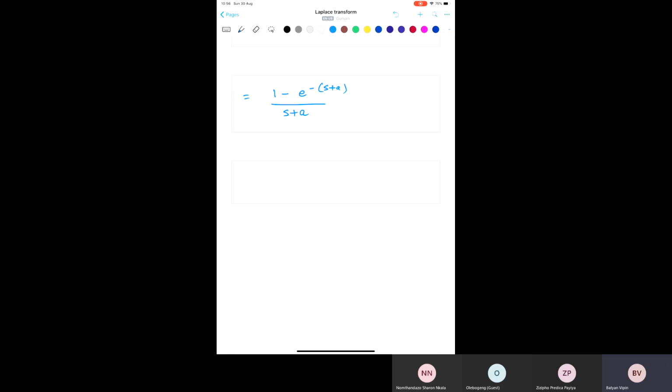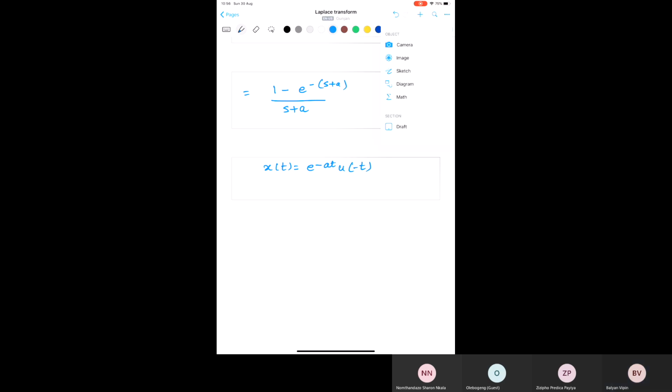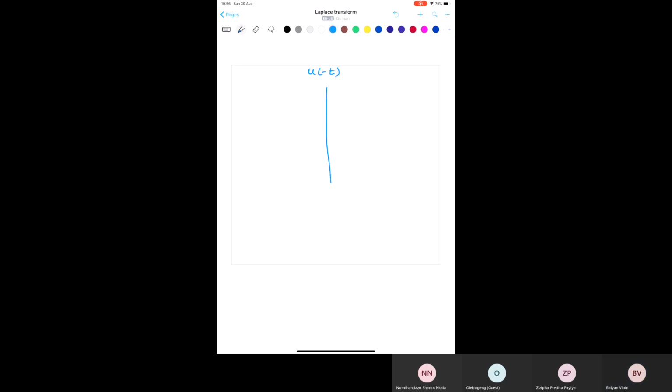So x of t, suppose, is equal to e raised to the power minus at u of minus t. The difference here is in the unit step signal. In the unit step signal, if it's defined as u of minus t, then it means, if I have a signal, this is my time axis.